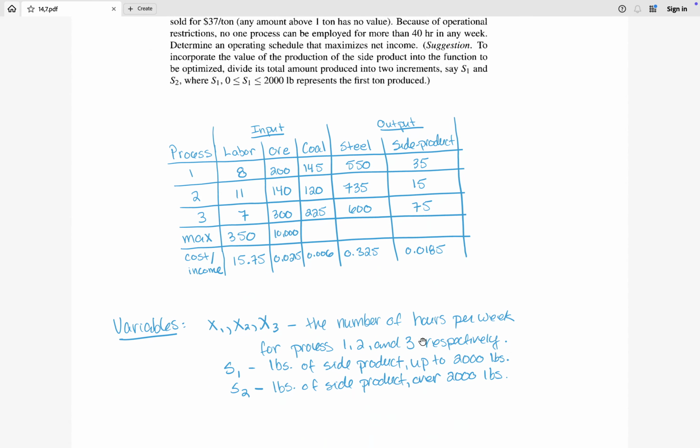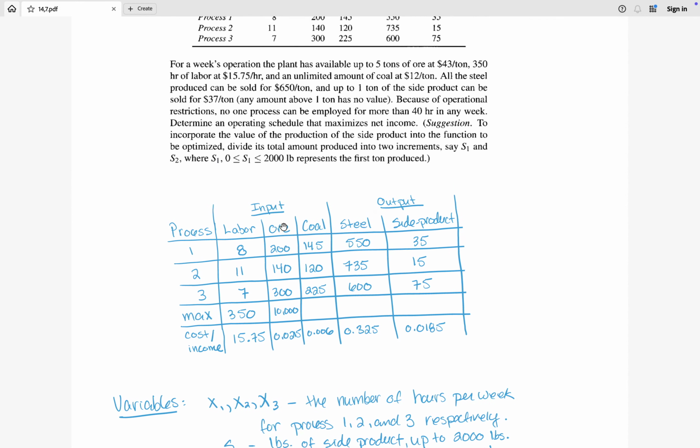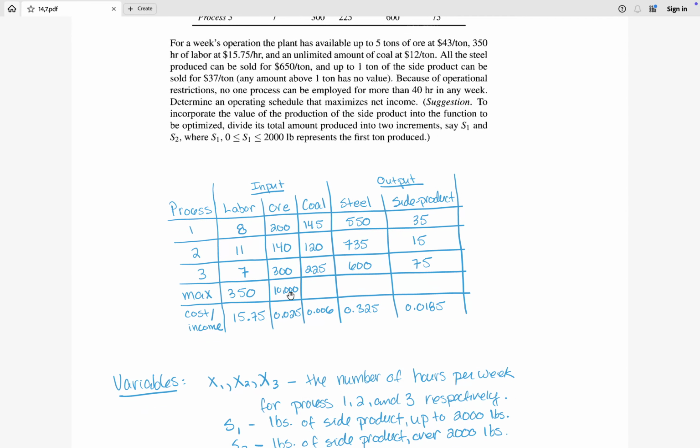So I wrote out the table that was given above, but then I added the constraints that we had: a maximum of 350 hours of labor, 2 tons of the ore. The constraints up here were given in tons and hours, so I went ahead and converted everything to pounds. So 10,000 pounds of ore. We did not have a limit on the amount of coal that could be used, or the amount of steel produced or side product that could be produced from each process.